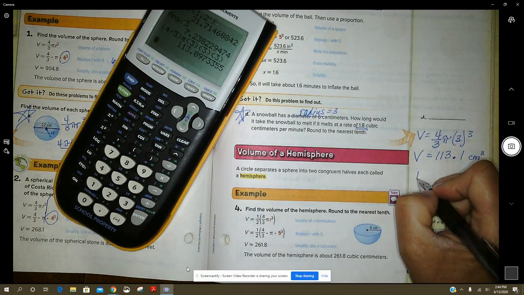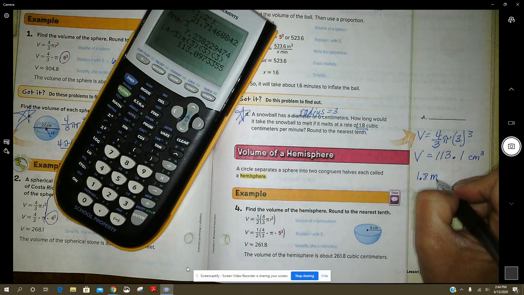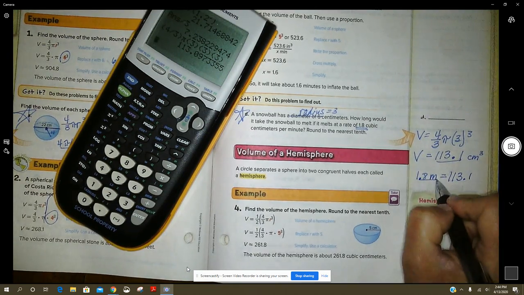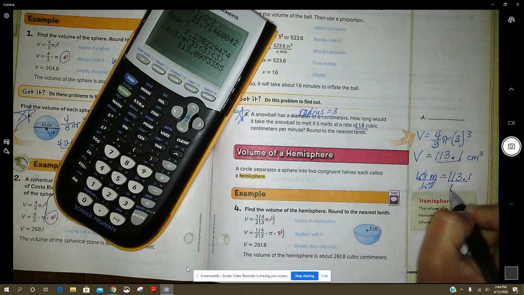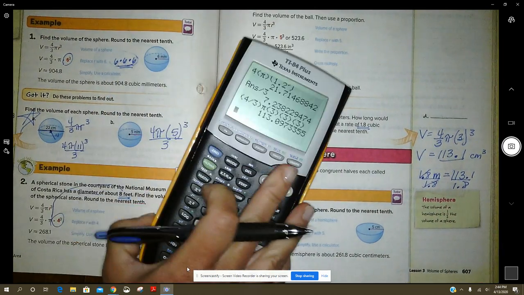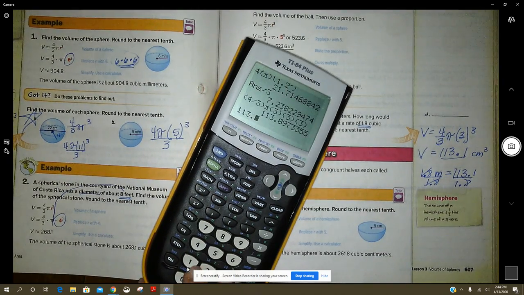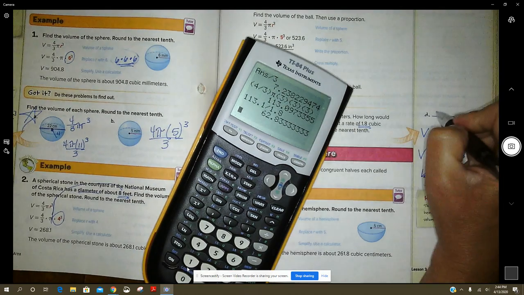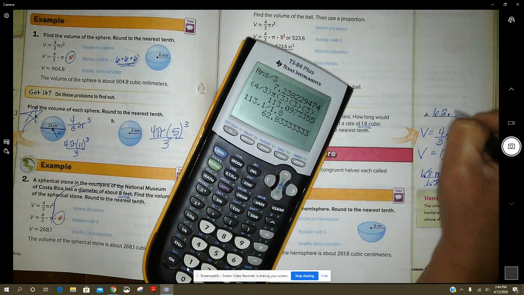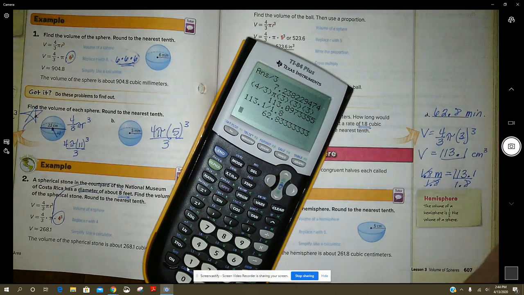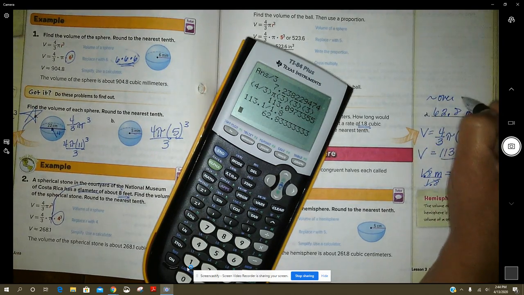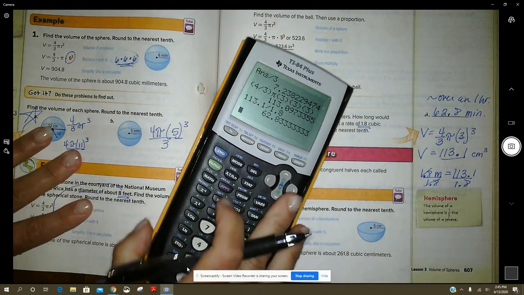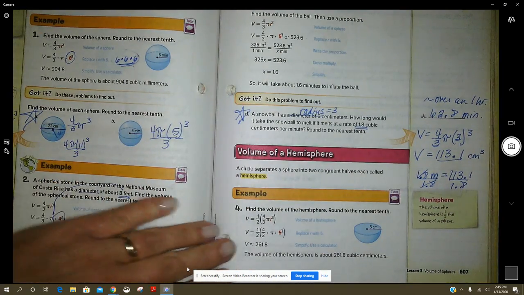And it says that it's going to melt at a rate of 1.8 per minute. Okay, and so 1.8 times how many minutes is going to give me this volume, right? And so that's why we're going to divide to figure out how many minutes it's going to take. So 113.1 divided by 1.8 gives us about 62.8 minutes. And so just a little over an hour to get that thing to melt all the way. Again, it's going to melt a whole lot faster out here in Vegas.